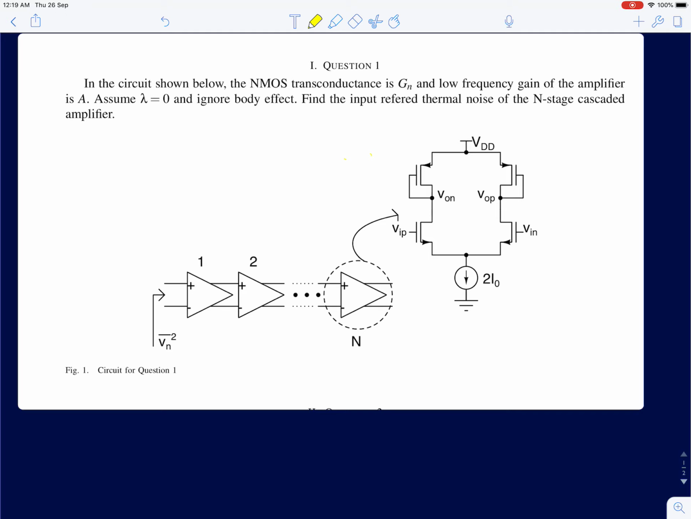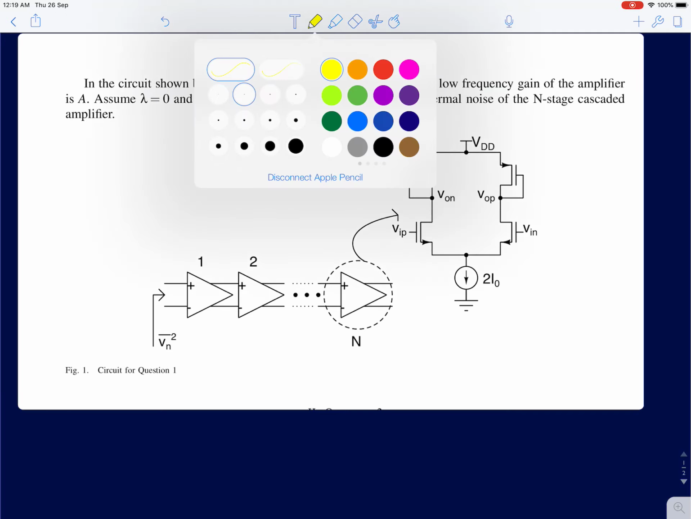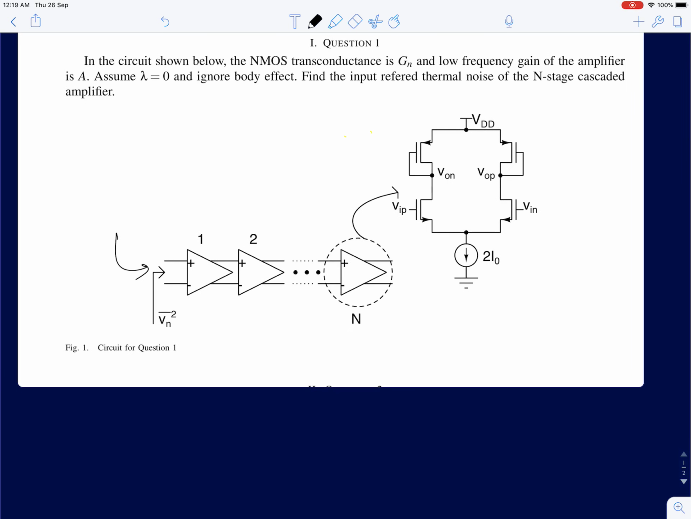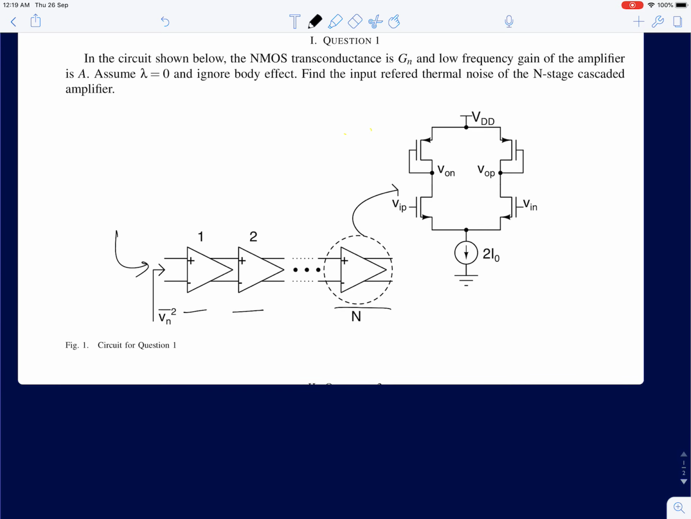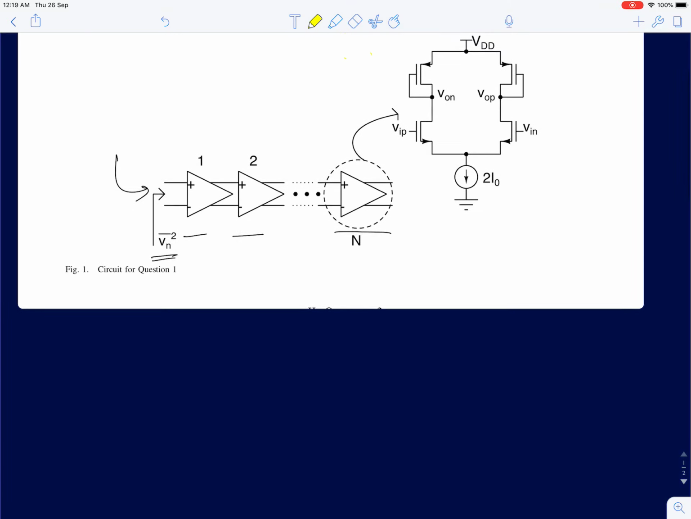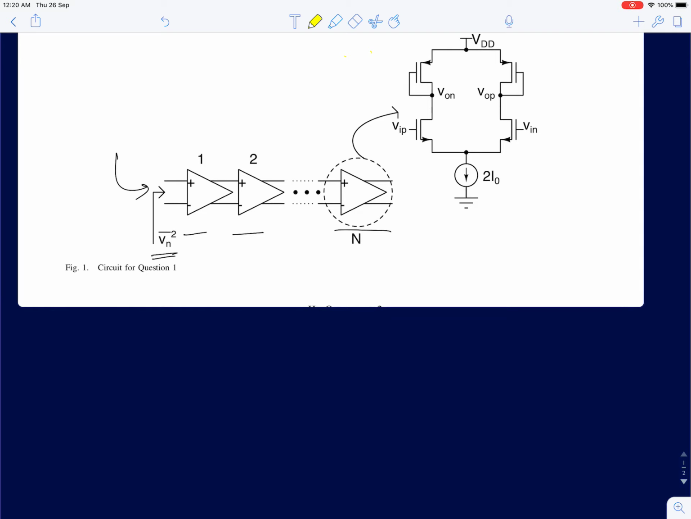So this circuit, you're supposed to find the input referred noise for this circuit. First, it's just a replication of n identical such stages, and here we are interested in finding what is the input referred noise power at the input. To solve this problem, we'll just have to find the input referred noise of a single stage amplifier.